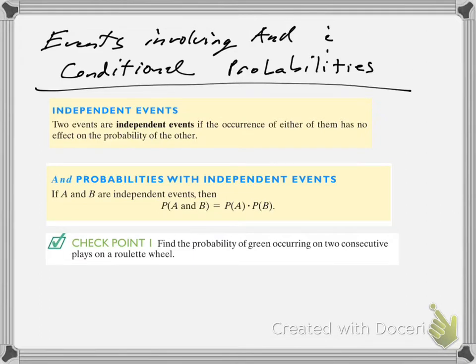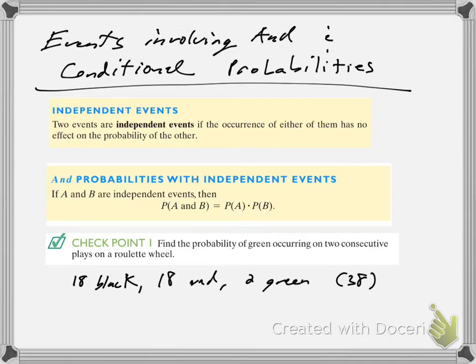Okay, so find the probability of green occurring on 2 consecutive plays on a roulette wheel. Well, this is independent because when I spin the roulette wheel and then start over, the probabilities are all the same. It's a whole new reset, so they don't affect one another. It's not like we pulled a card out of the deck and have fewer cards to choose from now. There are 18 black, 18 red, and 2 green, for a total of 38 places the roulette ball can land on the wheel.